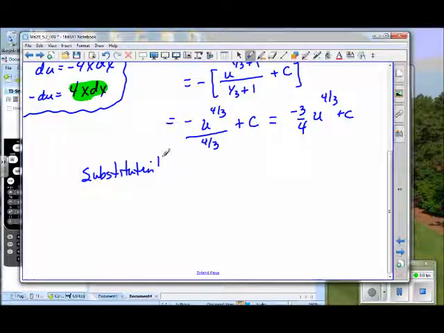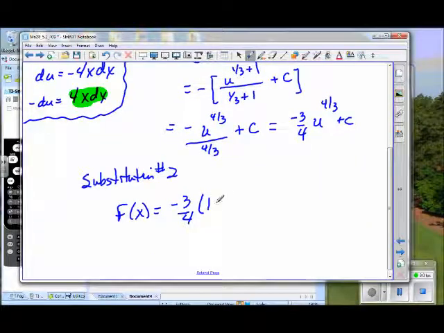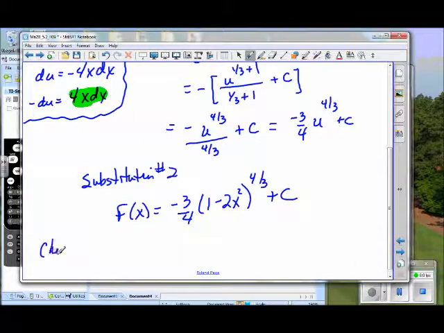So substitution number 2. I'm going to write my indefinite integral as negative 3/4 u. Now u has a value of 1 minus 2x squared. So negative 3/4 times 1 minus 2x squared to the 4/3 power plus c. Again, how do we check this?